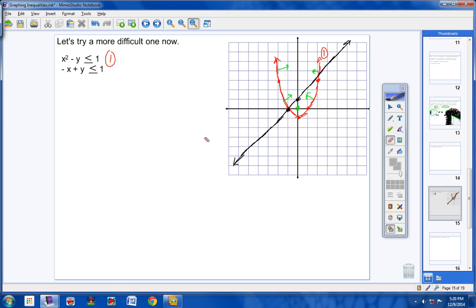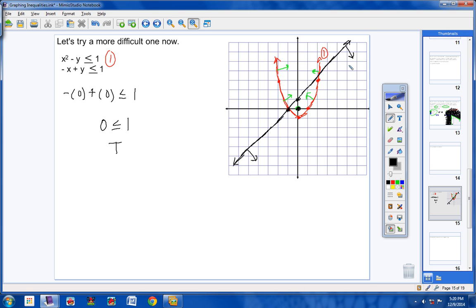Now, let's test a point and see if we're going to shade above this line or below this line, okay? So here we go. I'm going to test 0, 0 because it's right here, not on the line. So negative, then the 0 for x, and then a 0 for y, less than or equal to 1. 0 plus 0 is 0, and 0 is less than 1. That's true. So we're going to shade toward this point, so the black line will shade downward.